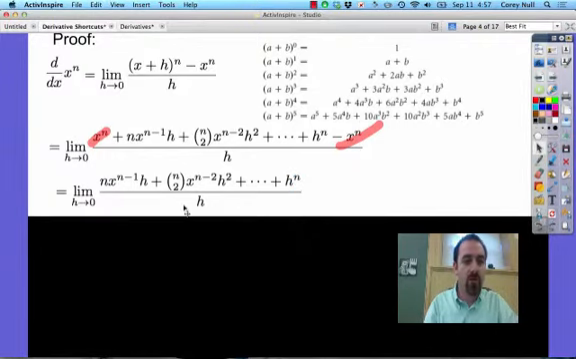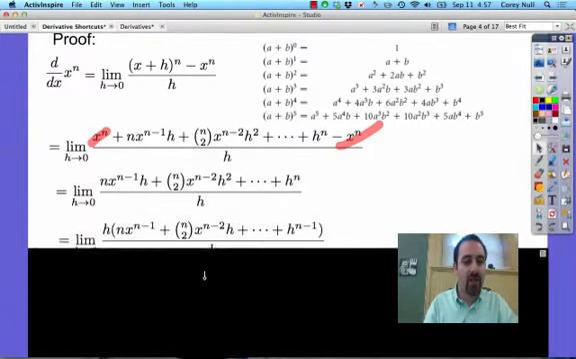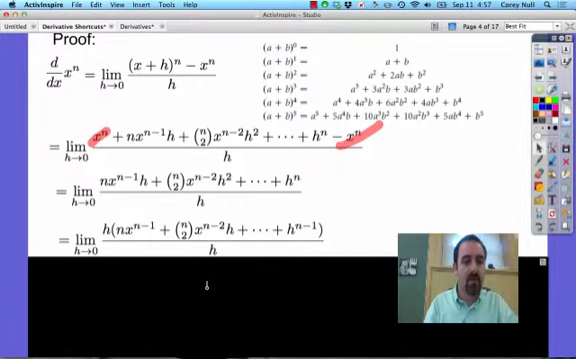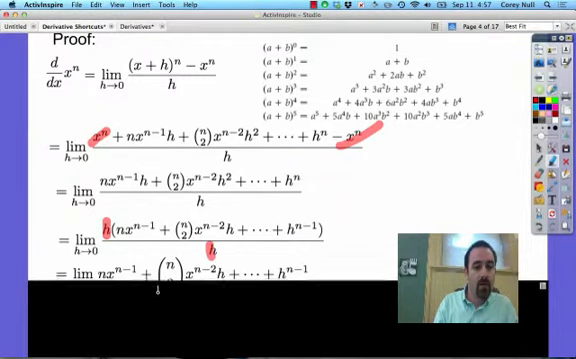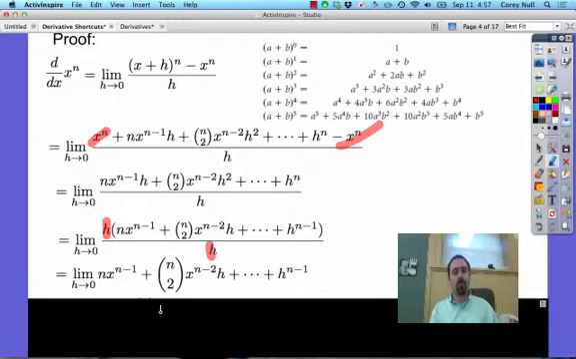All right, but notice one thing that we have in common. Every single one of these terms has an h in it. So we're going to factor an h out. All we did here was factor that h out. Now we are allowed to cancel because I have an h here and an h here, and h is never 0, because it's approaching 0. This is what we're left with.